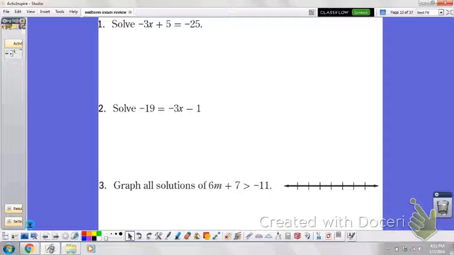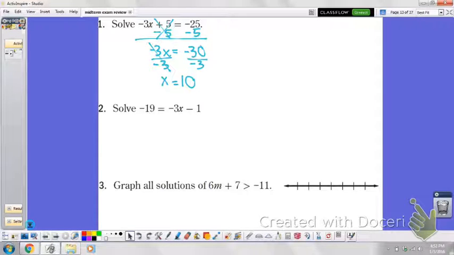For the next problem I have an equation to solve. I have negative 3x plus 5 equals negative 25. I need to solve for x. So to do that, I'll undo what's happening to x using the reverse order of operations. So that tells me I should subtract 5 first from both sides. 5's cancel. I have negative 3x equals negative 25 minus 5, which is negative 30. Divide both sides by negative 3. And I get x is equal to 10.